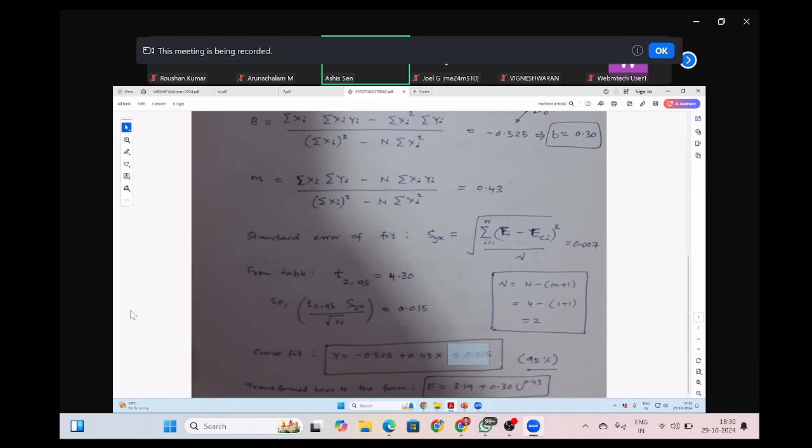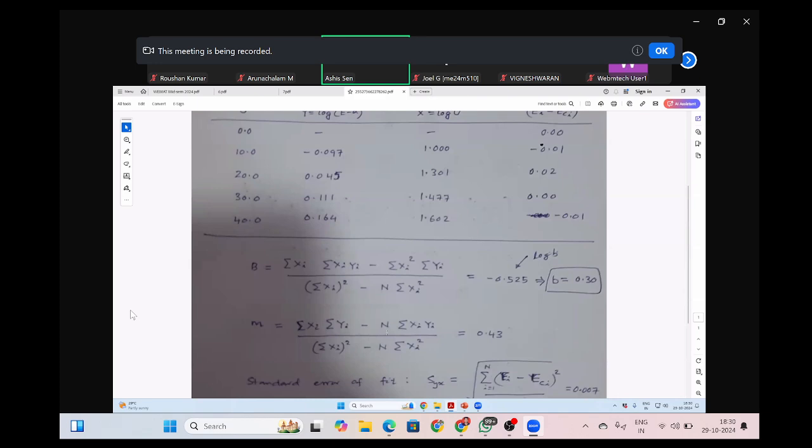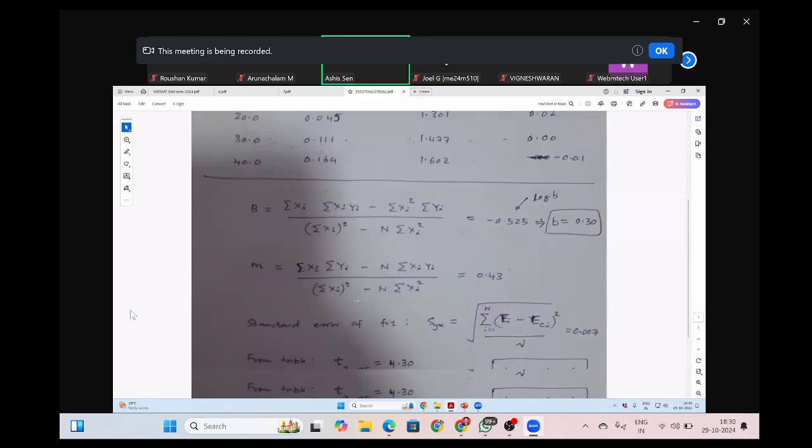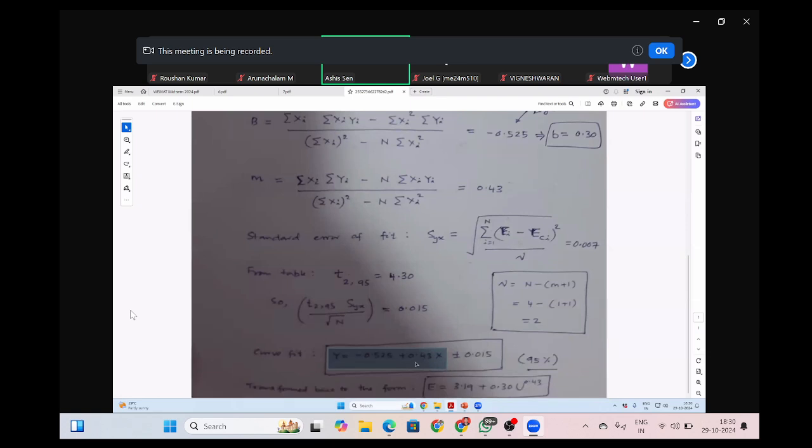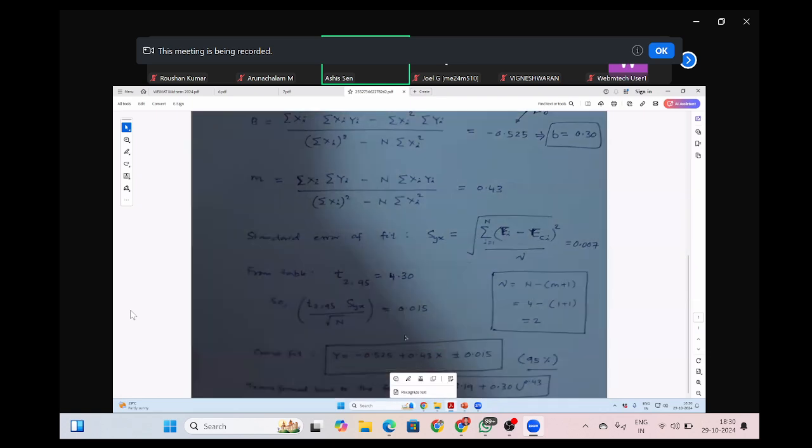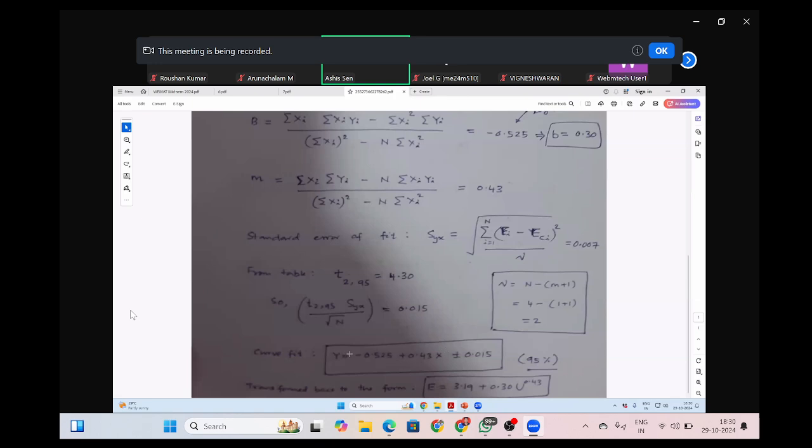Now this is the fit we got from the above analysis. We are able to get B and M. So this is the equation we have gotten. Now this curve fit will have an error. Okay, what is the error? That error we need to find using the formula for standard error of fit.